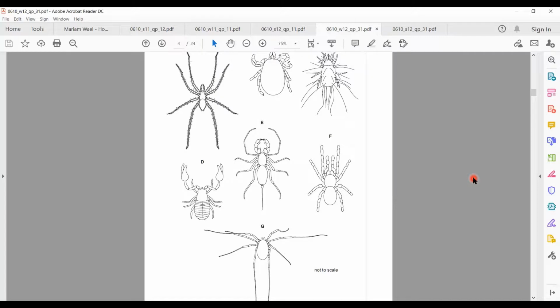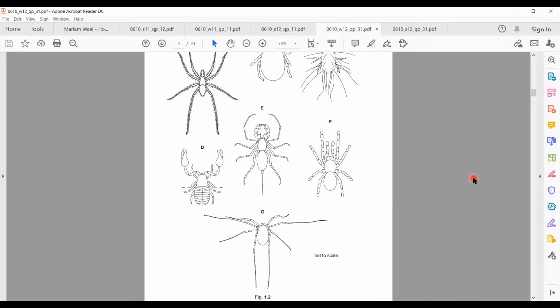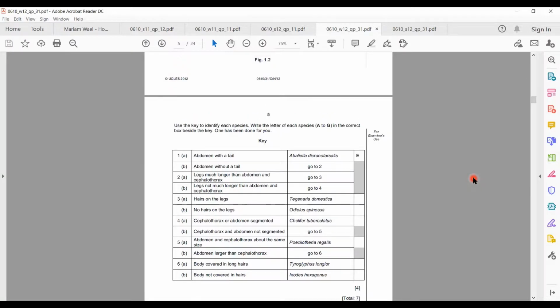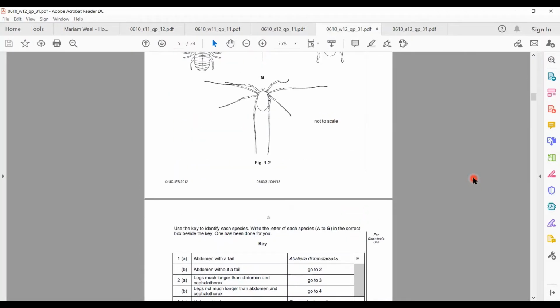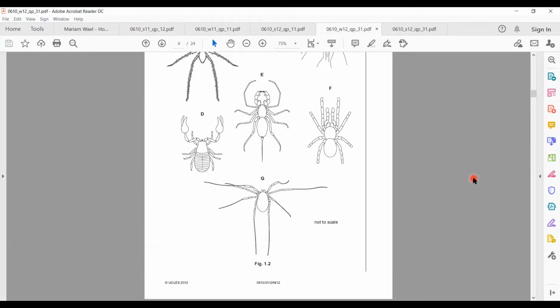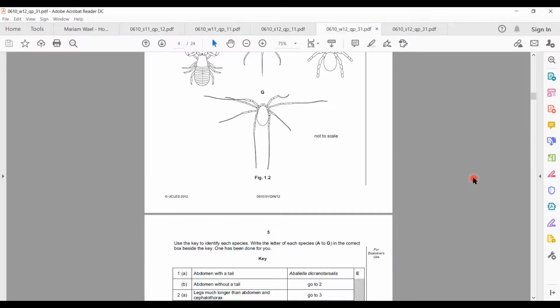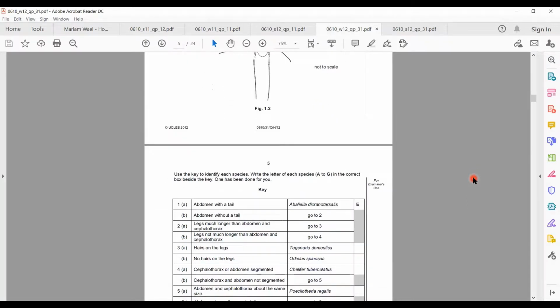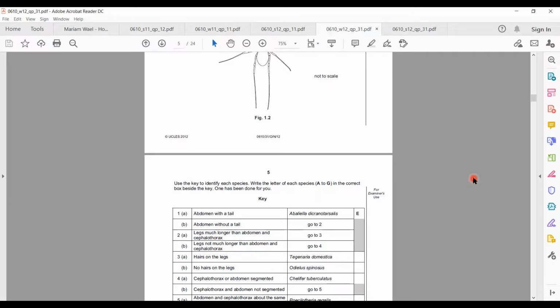It's going to be this one. G. Wait, so that small part is just the cephalothorax? Yes, I can barely see its body. For G, they said that there is no hair on the legs, and the legs are much longer than the abdomen. Legs are much longer than the abdomen and cephalothorax. Not much longer.